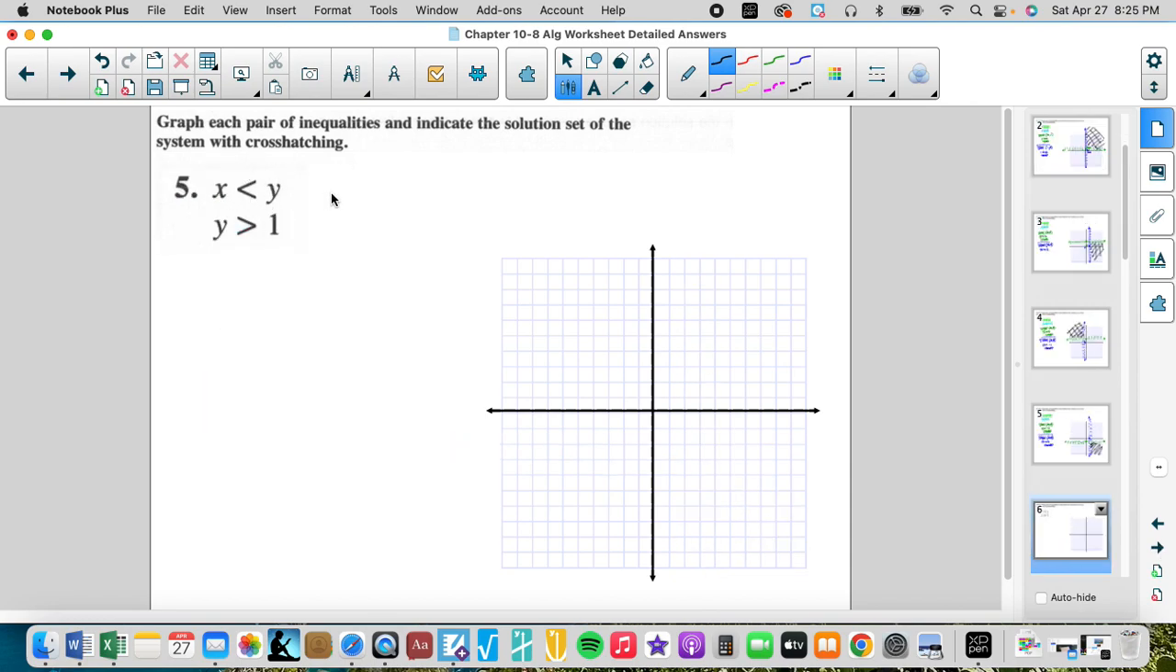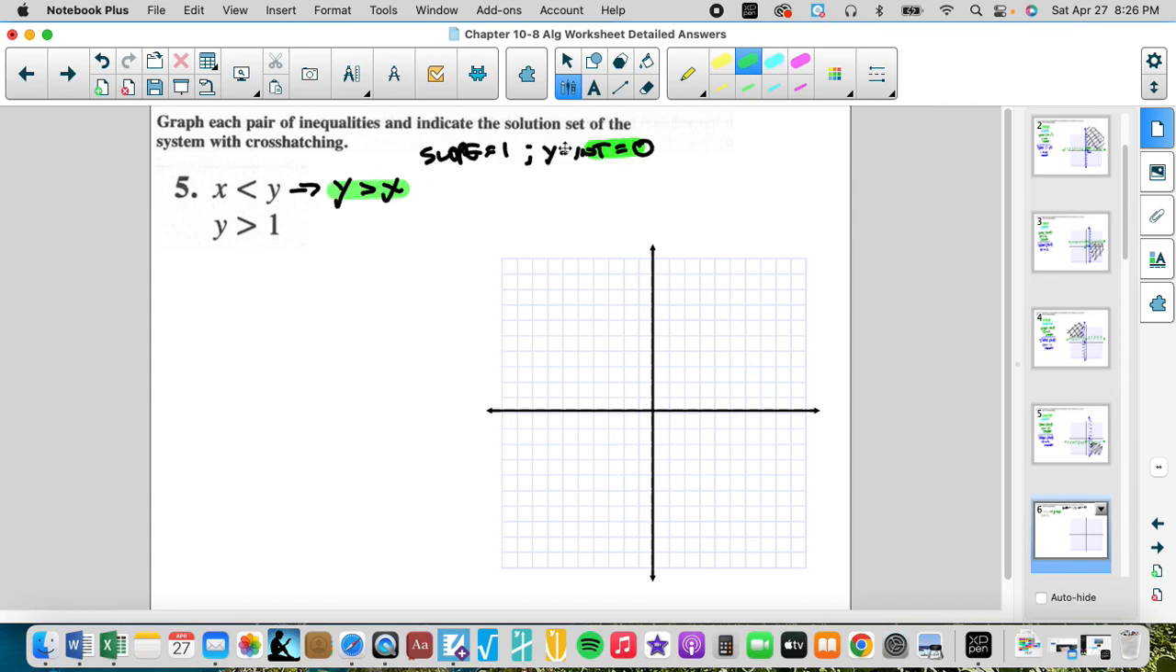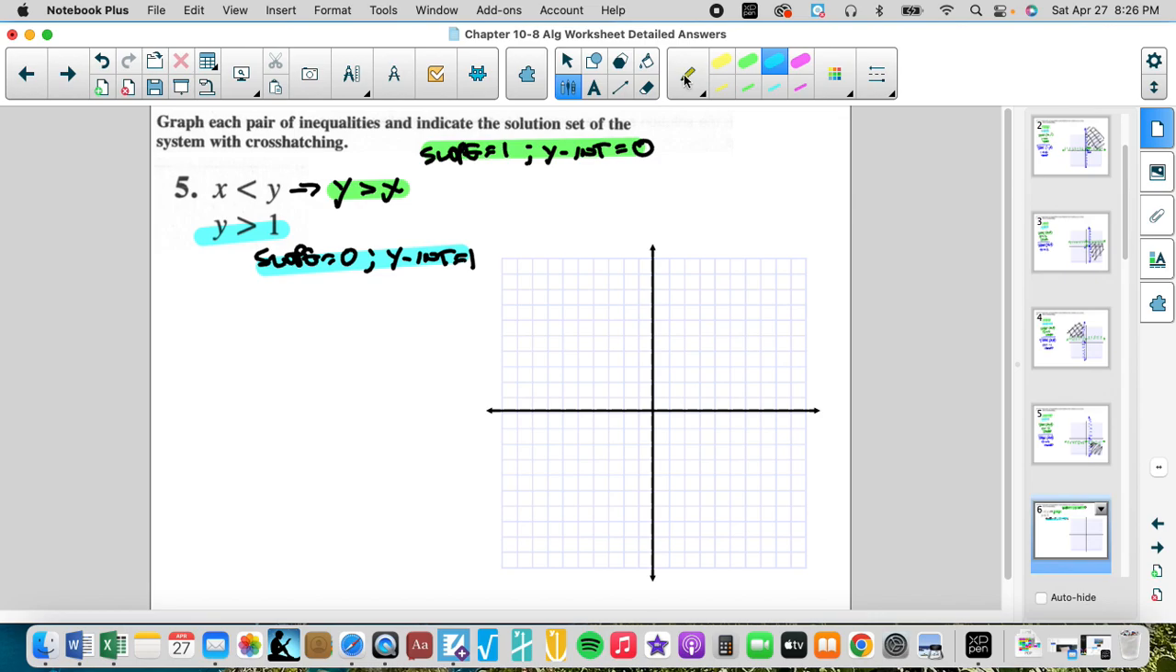Okay. Oh, that's interesting. So I'm going to rewrite this, so I can see what the slope equals 1 and the y-intercept equals 0. Oh, this will be good too. So we'll make that green. This is green stuff. And this has a slope of 0 and a y-intercept of 1. We'll make that blue.